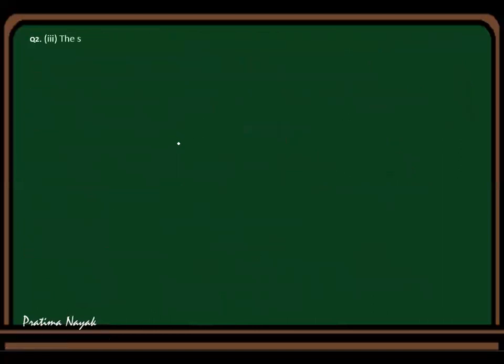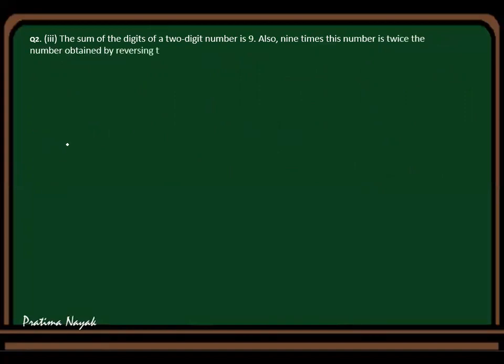Next, part 3. The sum of the digits of a 2-digit number is 9. Also, 9 times this number is twice the number obtained by reversing the order of the digits. Find the number. So before going to the digit questions, let me explain a little bit about these 2-digit numbers and digits.